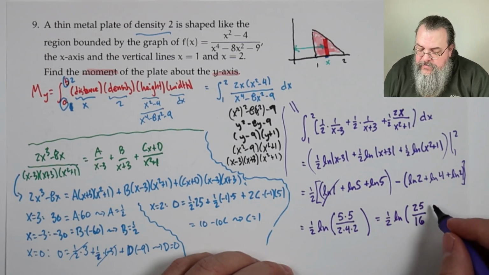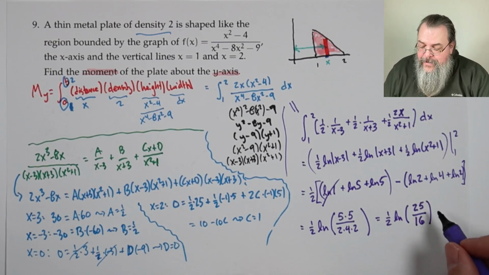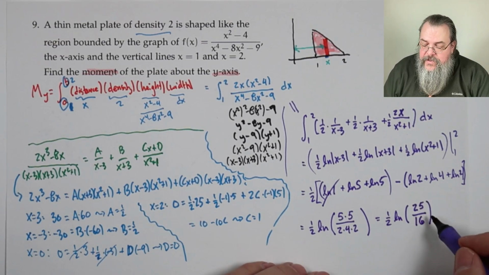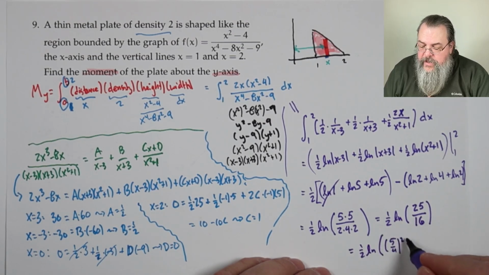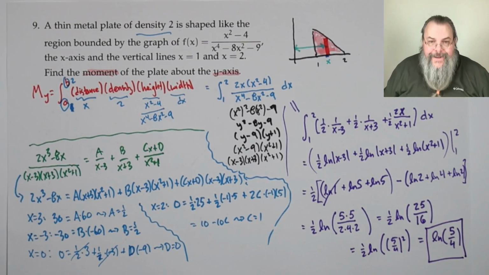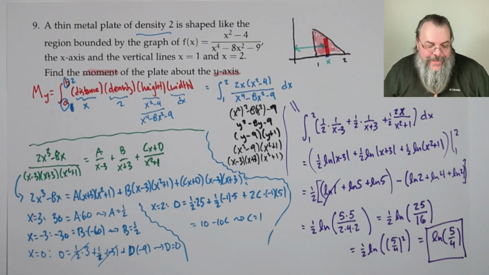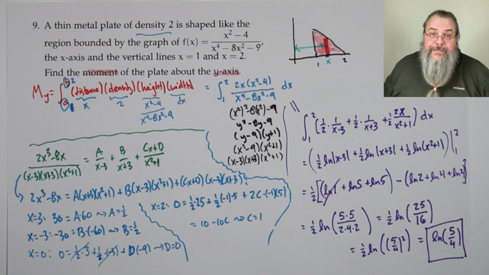Okay, 25 over 16. Well, we can simplify that because these are both squares. So we could say, oh, this is 1/2 log of 5 over 4, squared. Bring the 2 down, and we get log of 5/4. Done with round 1. Okay, so the answer should be log of 5/4, barring any mistake.